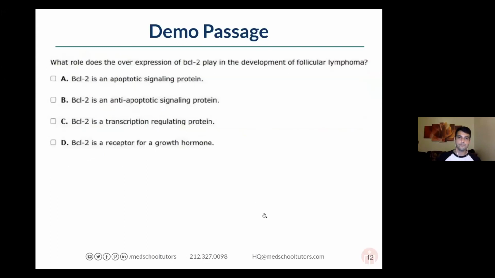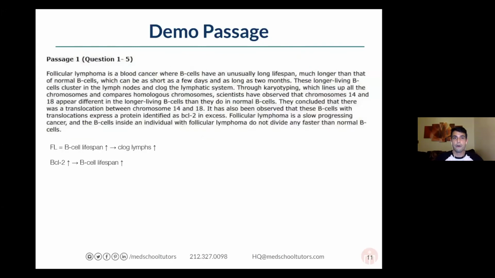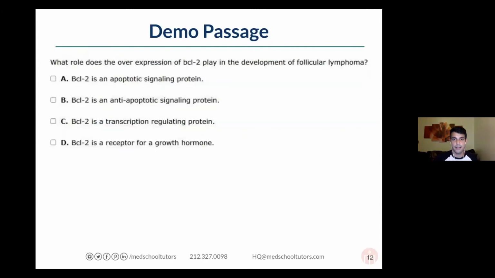Okay. Next question. So what role does the overexpression of BCL2 play in the development of follicular lymphoma? Okay. So what role does this overexpression of BCL2 play in this development of this cancer, right? So going back, we saw that BCL2 being overexpressed leads to an increased lifespan of B cells, which is basically what causes this cancer, right?